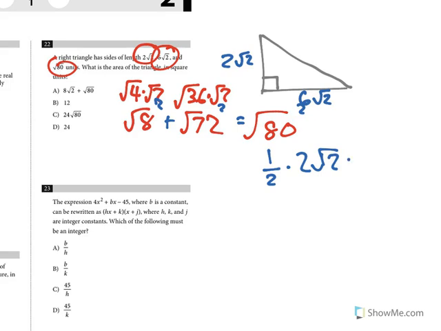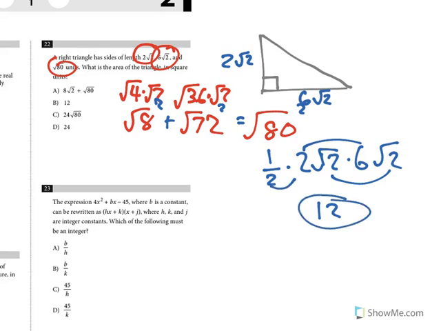I got so excited that the radicals were going to clear that I just did 2 rad 2 times 6 rad 2. So we've got 2 times 6, which is 12, and radical 2 times radical 2 times half is going to give us 1. So it's going to be 12. I almost put 24 the first time, right? Because again, I got a little excited there and I forgot the half, but we should be half times the base times the height.